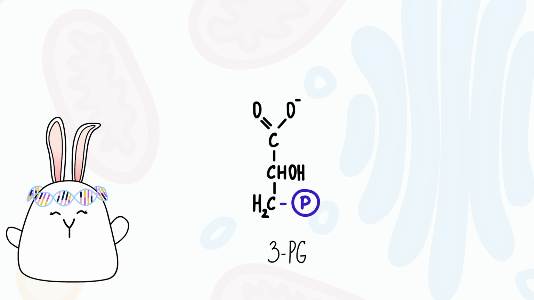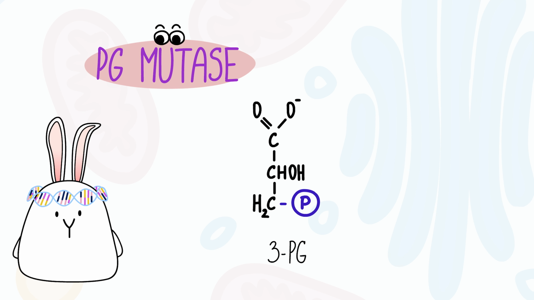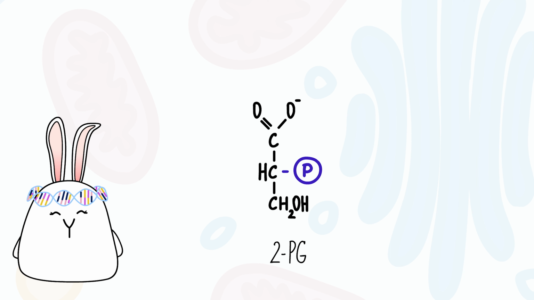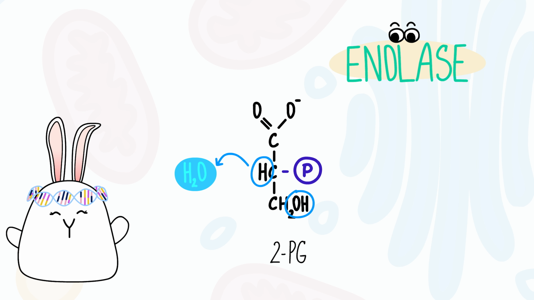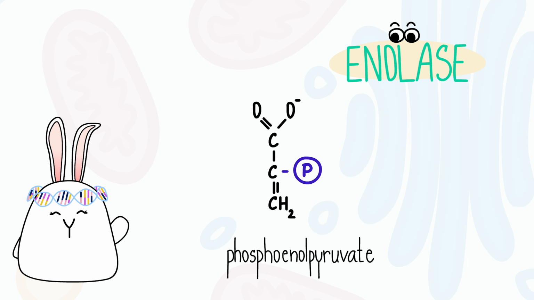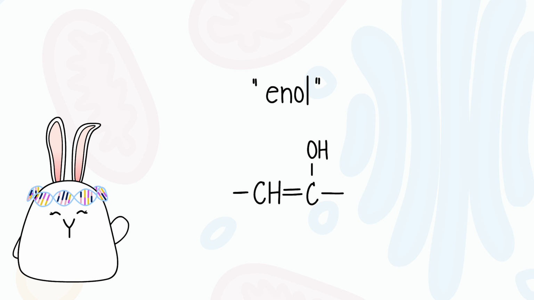Here we are closely coming to one of our last enzymes, PG mutase. Mutase means she's a type of isomerase that moves a functional group. In our case, the functional group is a phosphate, and she will move it from the third carbon to the second carbon. Bear with me now, we are getting to the finish line. Enolase is going to help us create phosphoenolpyruvate. The word enol indicates the existence of the double bond between two carbon atoms when one of them is also bound to a hydroxyl group.